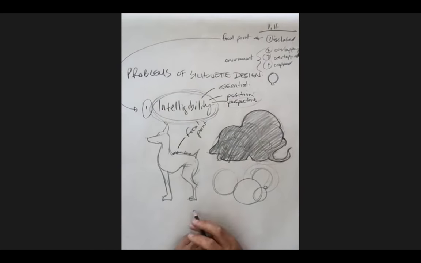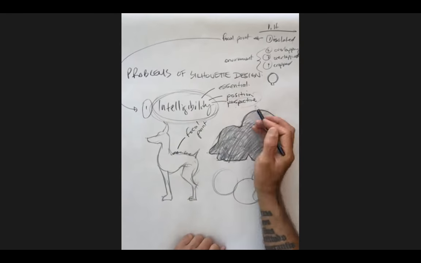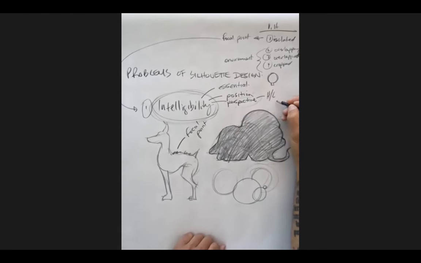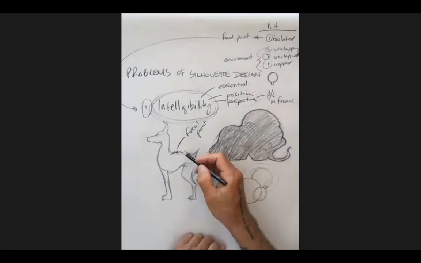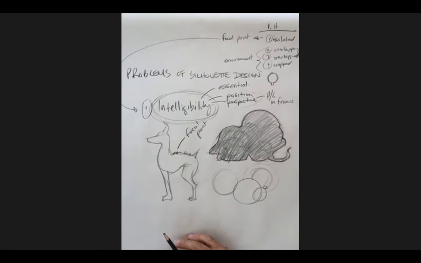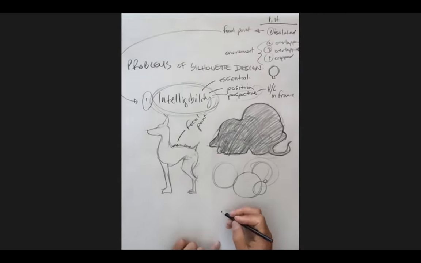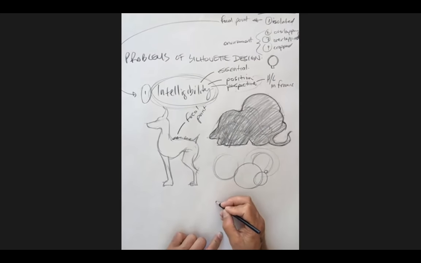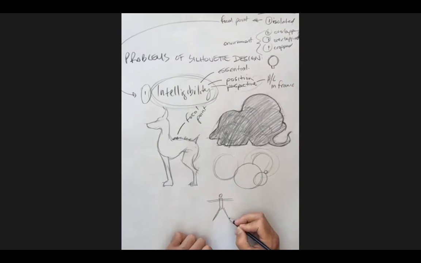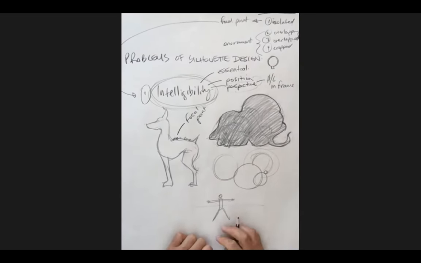Generally speaking, the more simple your perspective is, so say the horizon line in frame, because this is the way that we view the world most of the time, it's going to be easier to design a silhouette for an audience. Now, that being said, if I drew a character like this, with the horizon line in frame, that's a really good silhouette for a human being.